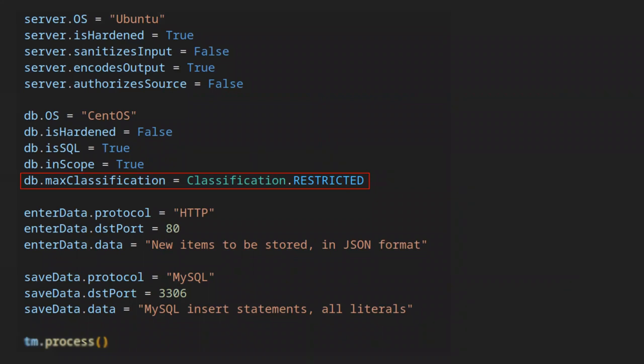Now here, what we see are examples of attributes that pytm supports right now. So you could say that the server is running a specific OS, that it's been hardened or not, that it knows how to sanitize its input or how to encode its output, and that it authorizes the source of its data flows, and so on and so forth, up to, for example, the enter data. The enter data is a data flow, and we are saying the protocol that goes over it, it's HTTP, the destination port, what kind of data goes over it.